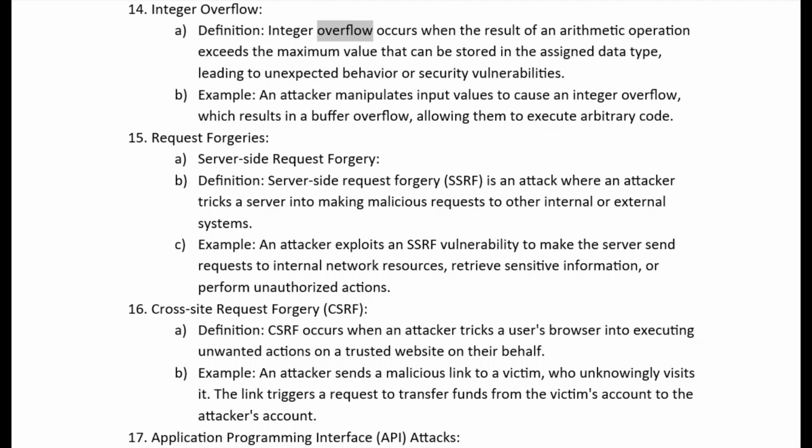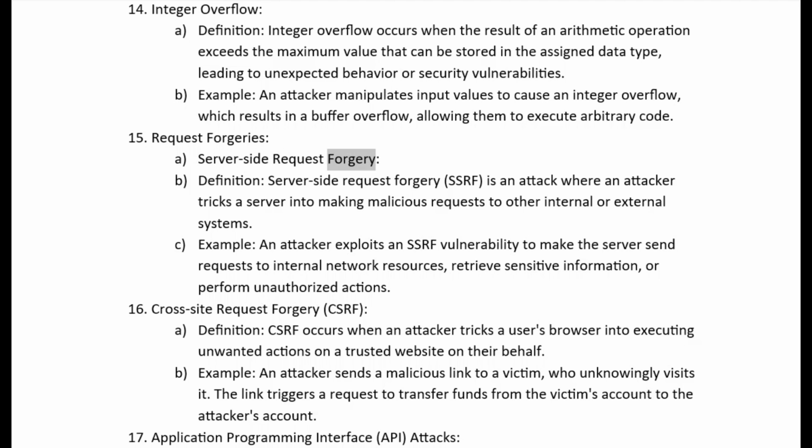Integer overflow. Definition: integer overflow occurs when the result of an arithmetic operation exceeds the maximum value that can be stored in the assigned data type, leading to unexpected behavior or security vulnerabilities. Example: an attacker manipulates input values to cause an integer overflow, which results in a buffer overflow, allowing them to execute arbitrary code. Request forgeries.